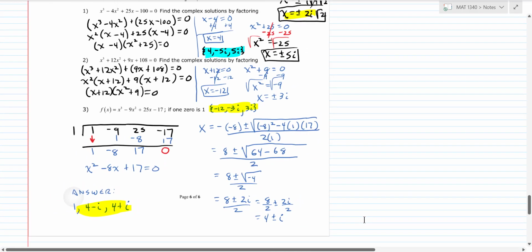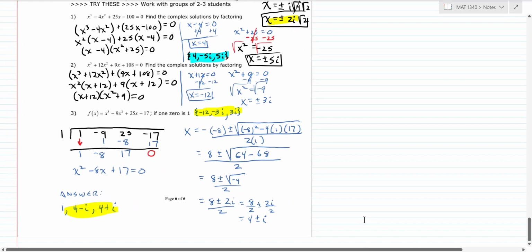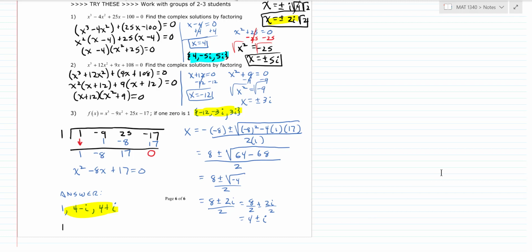Okay, so that will be the end of the section. There's lots of synthetic division. It's really one central idea: using synthetic division to find zeros, whether they be real zeros or complex zeros.